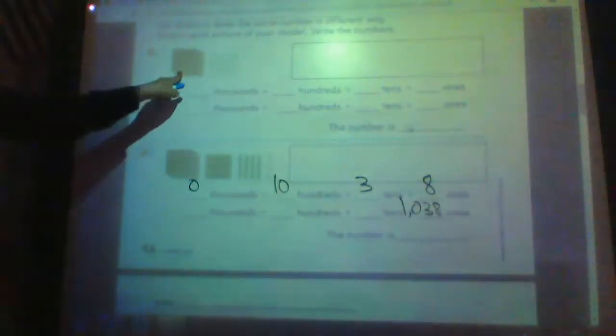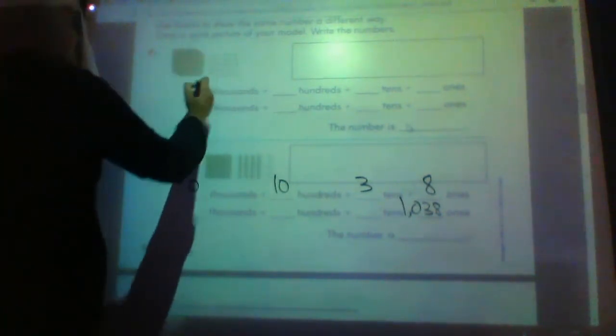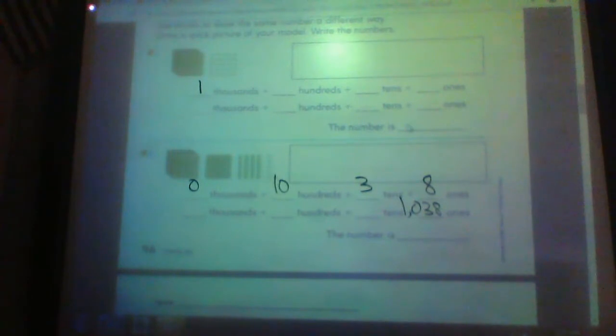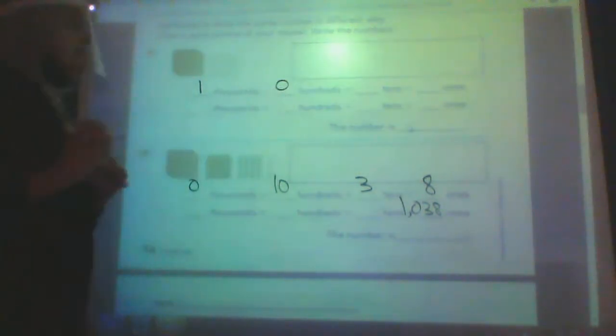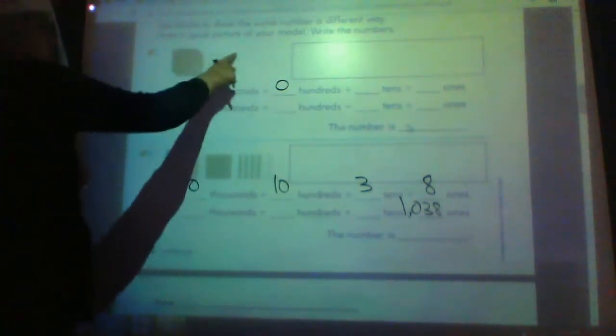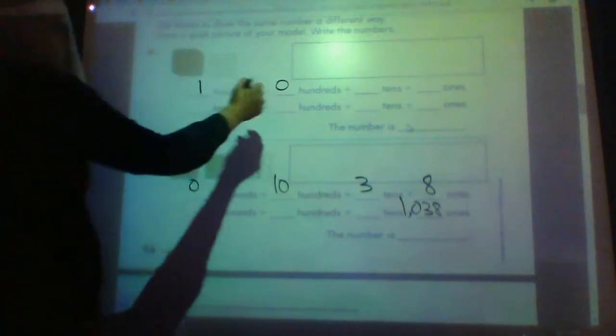It says use blocks to show the same number a different way. And then it says draw a picture. So we are going to show blocks using blocks showing this number. So let's do that together. So we have how many thousands here? 1. 1. Very good. Make sure you're writing this down, okay? How many hundreds? 0. 0. How many tens? 0. 0. These are a whole bunch of ones.